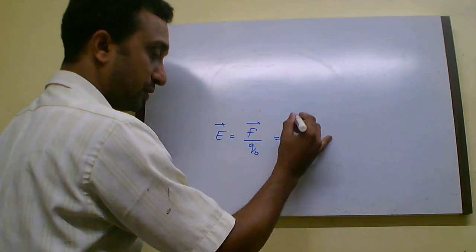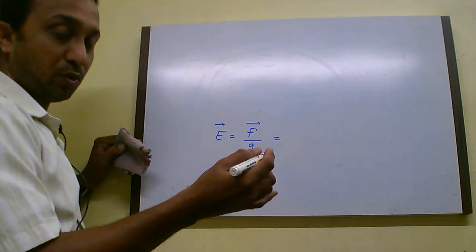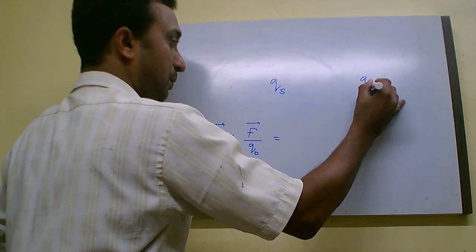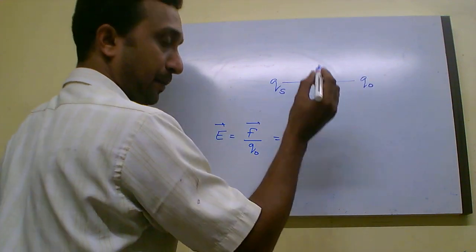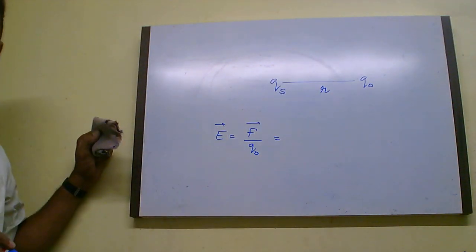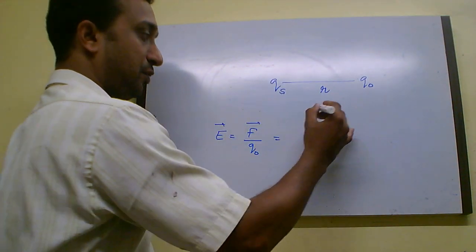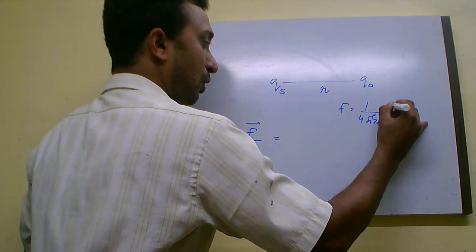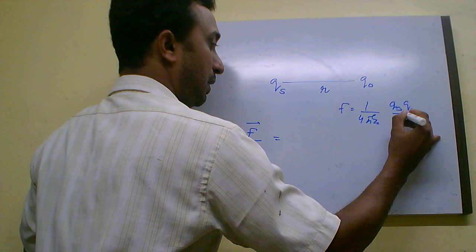As we all know, Coulomb's law force equation: this is the source charge, and this is my unit positive test charge kept at a distance of r. So obviously they will experience a force of repulsion. That force is given by F equals 1 by 4 pi epsilon 0, Q source times Q0, by r squared.